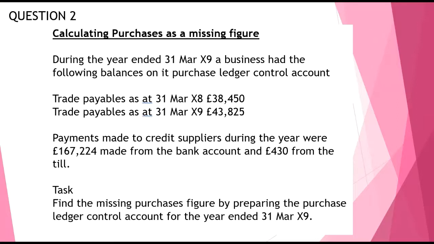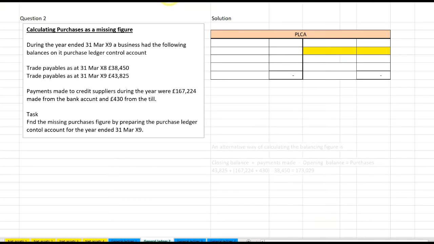Let's look at the next question. This time we're being asked to calculate the purchases as a missing figure. Let's go through the same process again and see what we can transfer over to our purchase ledger control account. We have the trade payables at the end of the prior year, X8, and we're preparing for X9. So that's going to be my opening balance, and that's going to be my balance carried down. So let's just put that in. Let's make sure I do it correctly.